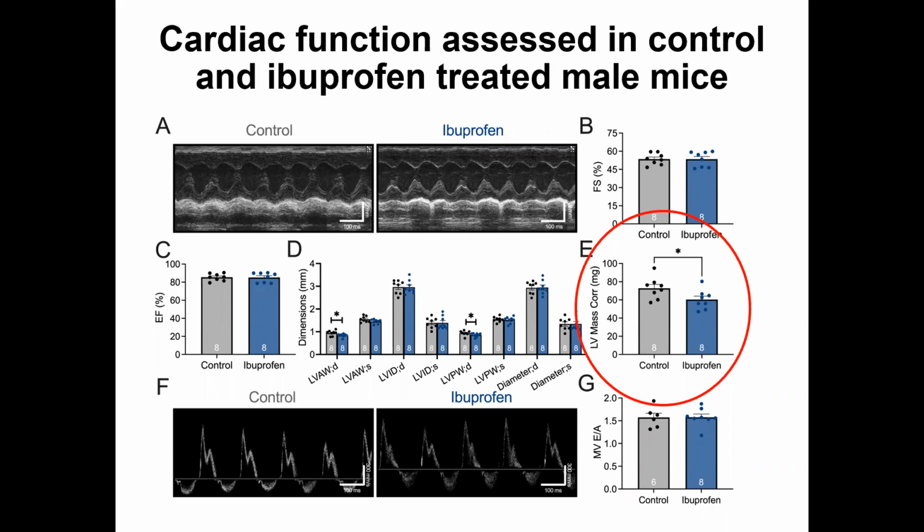So we're seeing atrophy in mice given a moderate dose of ibuprofen. And this was quite shocking. We're also seeing the left ventricular anterior wall and the left ventricular posterior wall, that's LVAW and LVPW, decreasing also, only in males. So right away, there's a clear sex difference between males and females with ibuprofen.